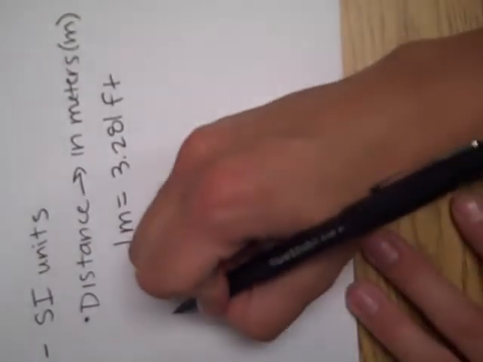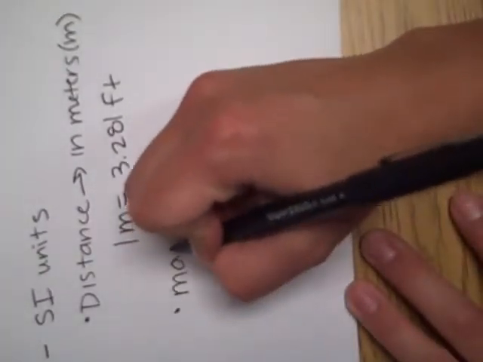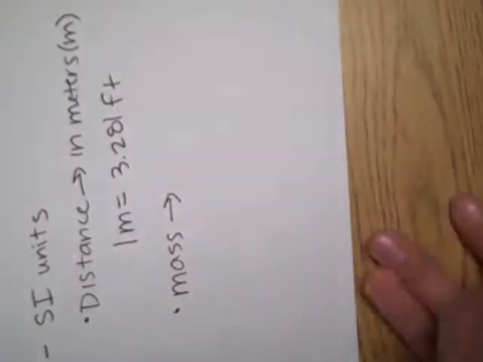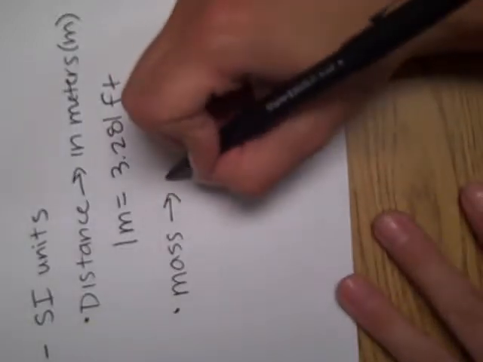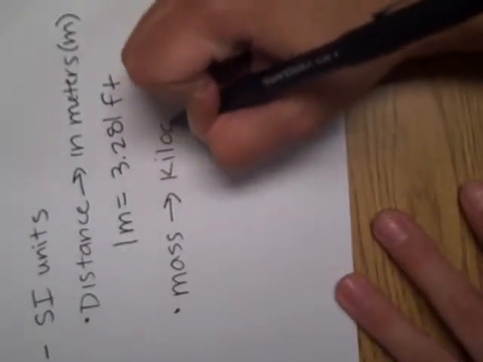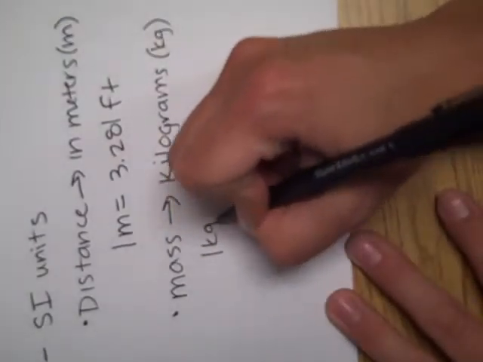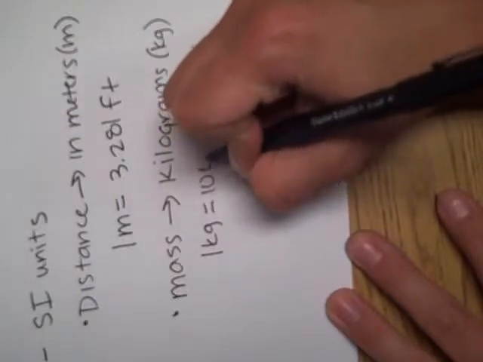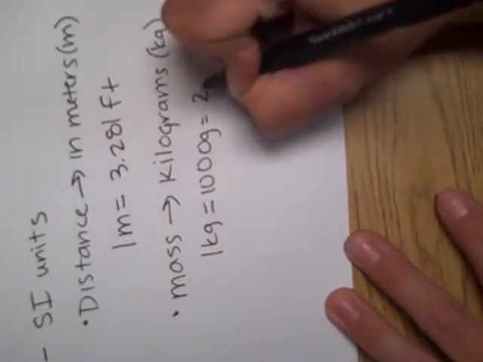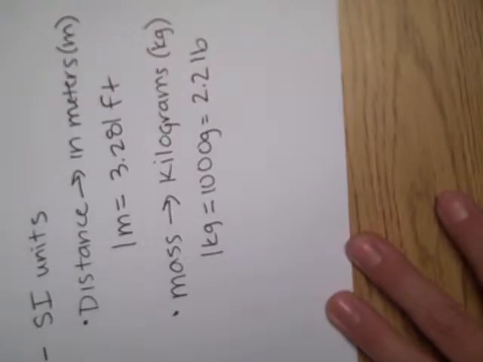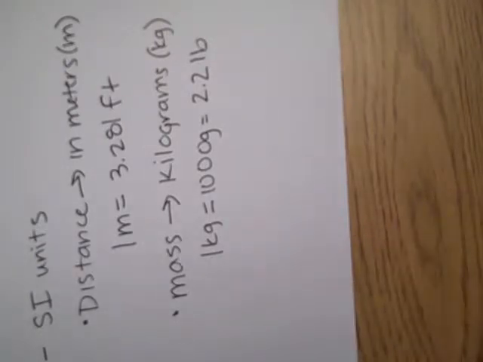The next SI unit that we are going to need is for mass. And instead of using pounds or tons or something like that that we use in the US and you're maybe more familiar with, we are going to use kilograms, which is an abbreviation kg. And 1 kilogram, we'll do conversions in a little bit, is 1,000 grams, and it's about 2.2 pounds. So about the equivalent of a half a gallon of milk or something like that.